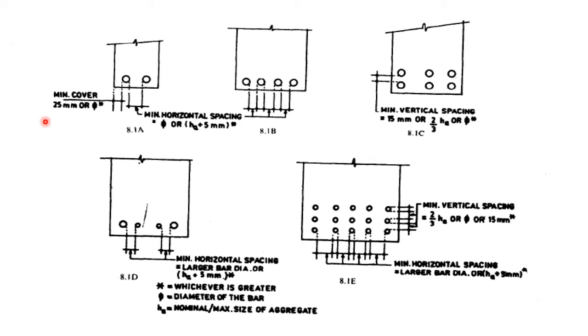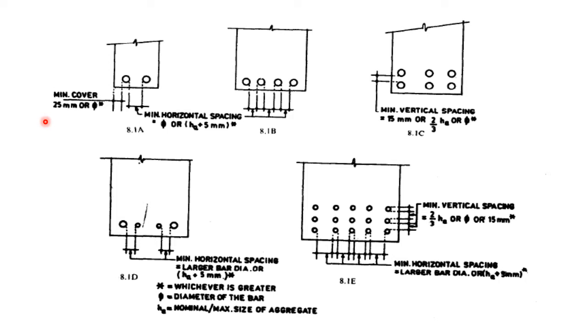Before going to that, when do we say a beam is a continuous beam? A beam is said to be a continuous beam if the beam has a span of more than 1. Only then can we say that the beam is a continuous beam. Otherwise we cannot say it is a continuous beam. Either it may be a simply supported beam or it may be a fixed beam. Now I move on to the detailing of the continuous beam.